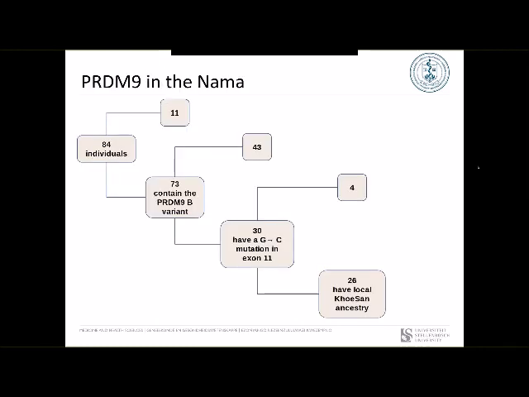We conducted variant annotation of 84 self-identified Nama individuals, and found that 73 of these individuals contain the PRDM9B variant. 30 of those individuals are heterozygous for a non-synonymous G2C mutation, and 26 out of 30 have local Khoisan ancestry. This change is predicted to affect PRDM9's binding affinity, which could lead to lower overall recombination or less motif-specific recombination.